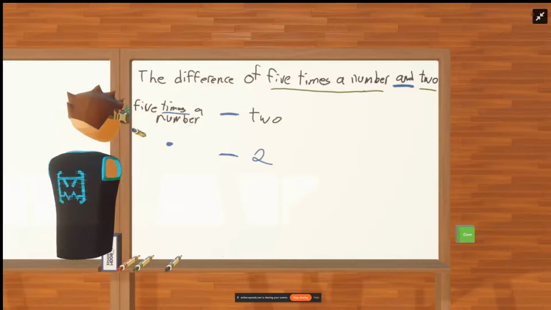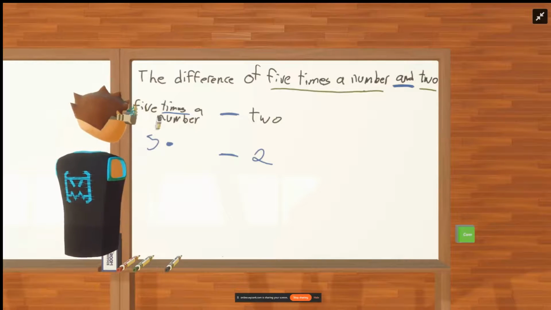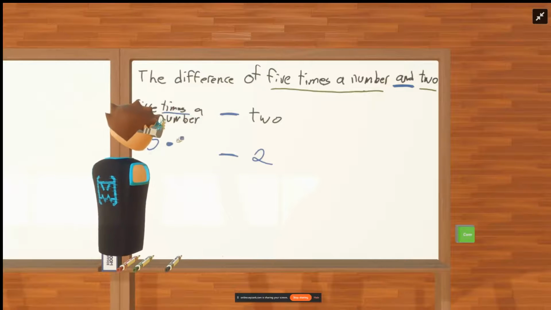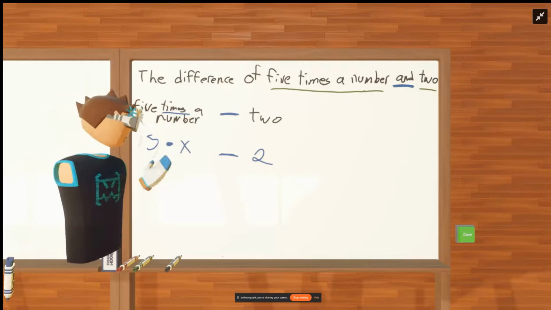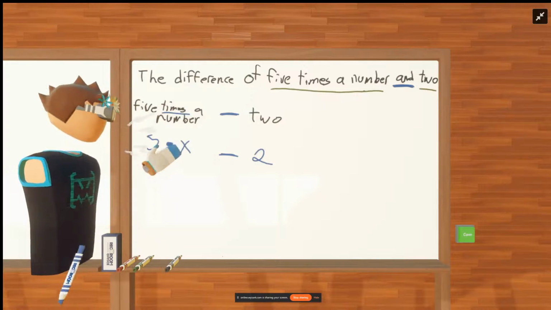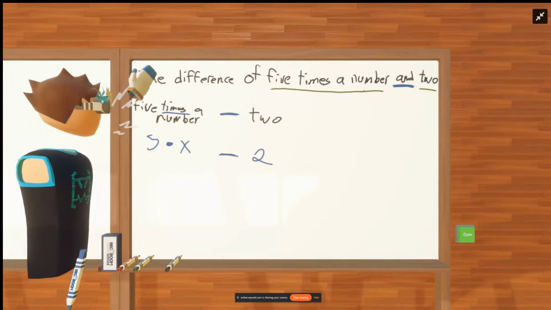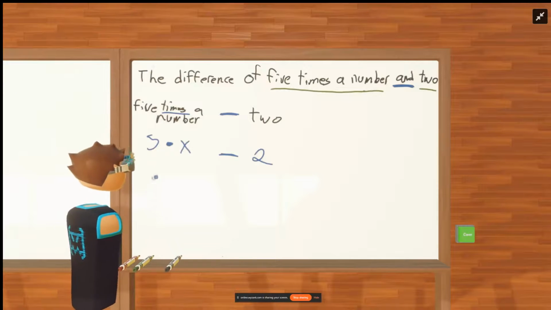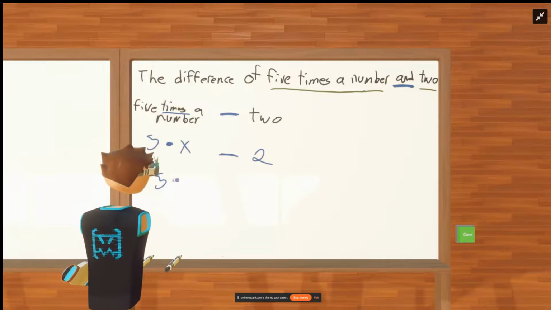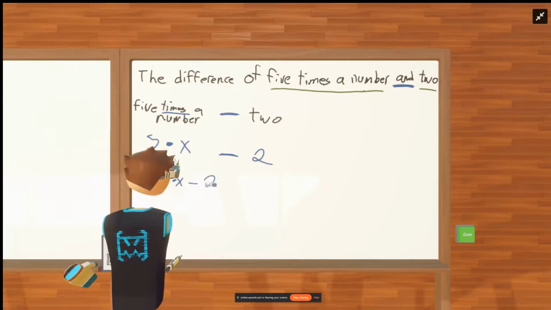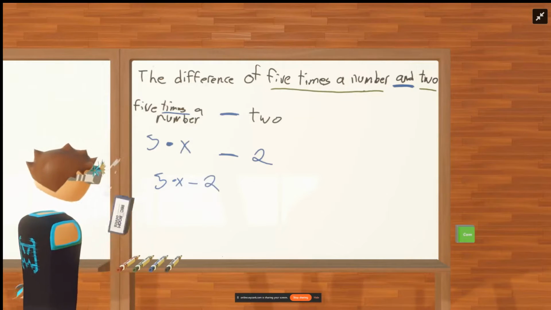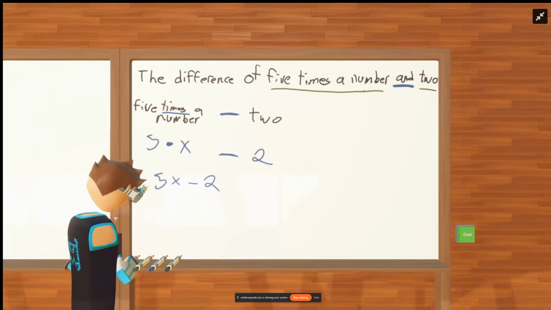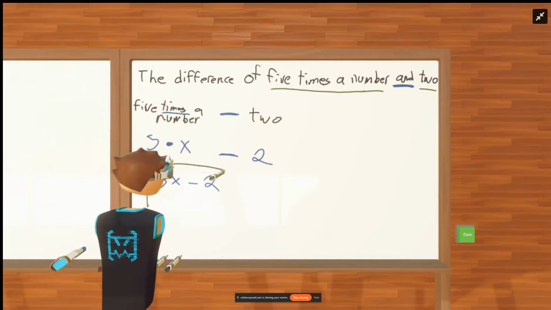So we got 5 times a number. Well, when you see a number, usually that means some variable x, right? So our final answer for this word problem, when we completely decipher it, we do 5 times x minus 2, right? And we can actually replace this with 5x minus 2. So this is our answer.